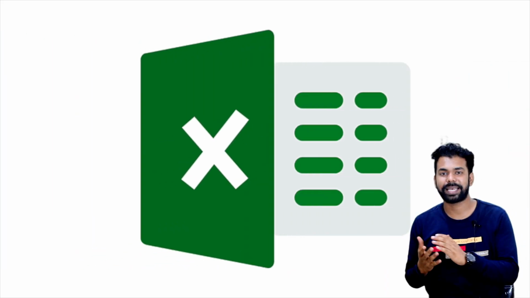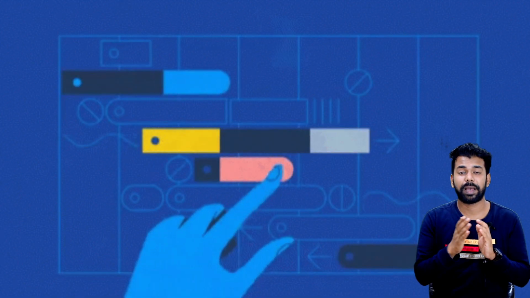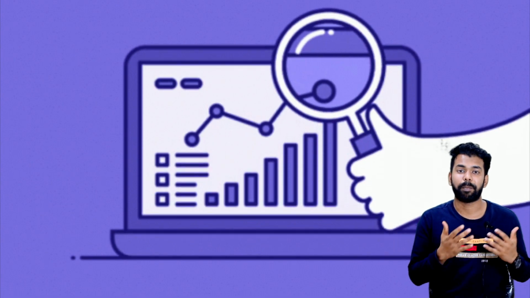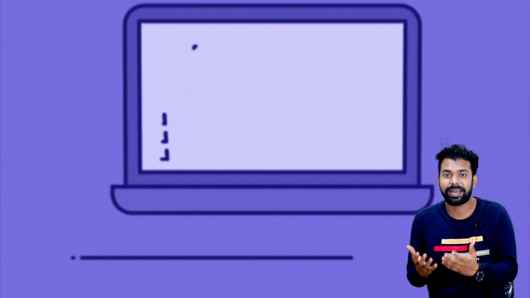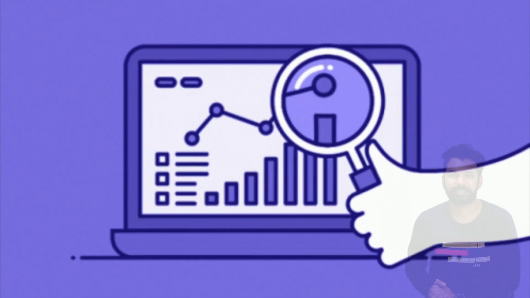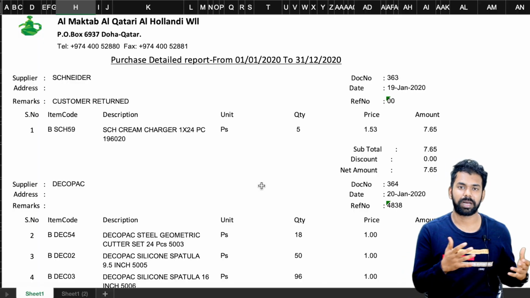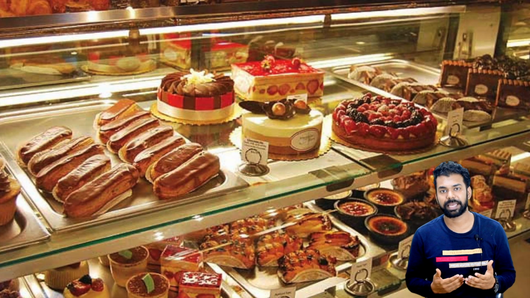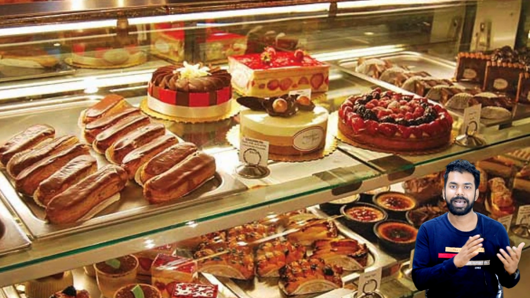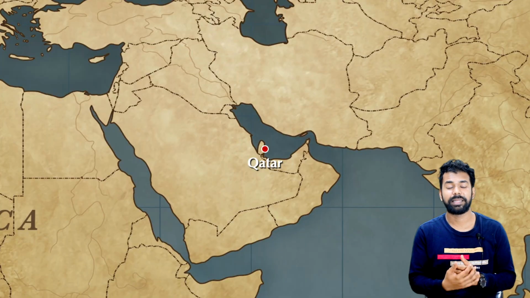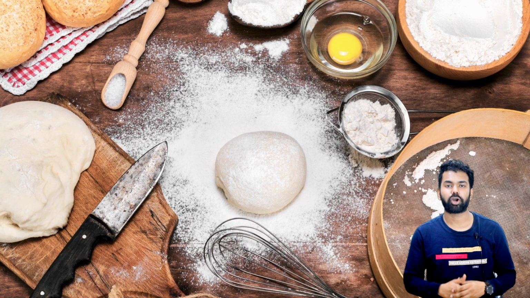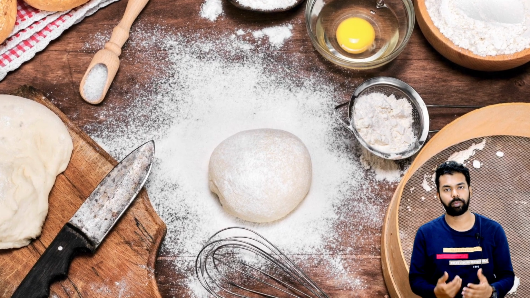Now let us go to Excel and find out how to apply this practically in Microsoft Excel for data analysis and fraud detection. This is a real example of the data of a company involved in selling bakery items, cakes, and ice creams on a large scale in the state of Qatar. They buy raw materials locally and globally also.